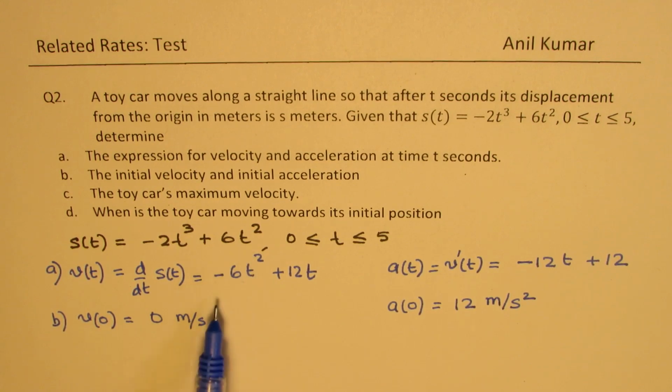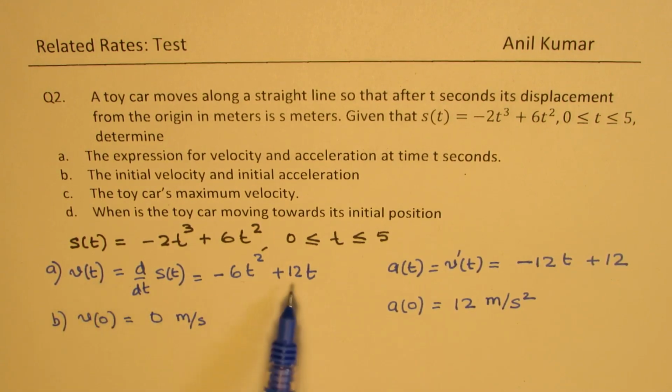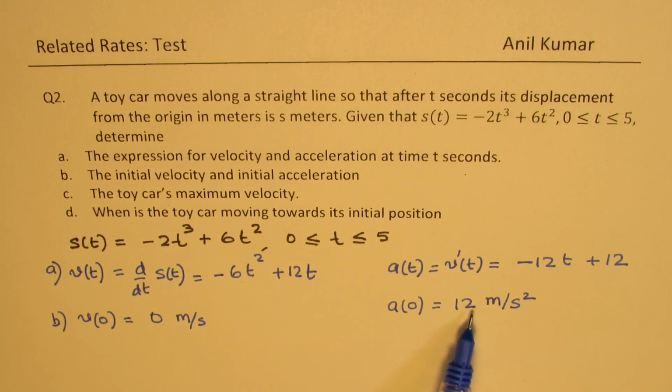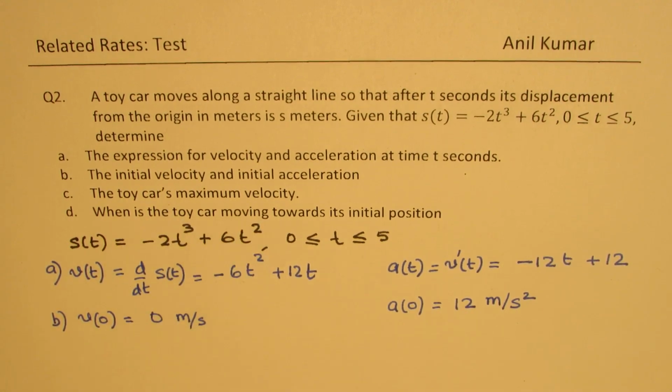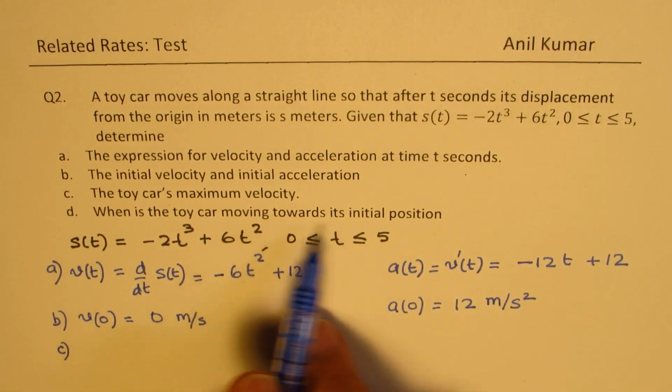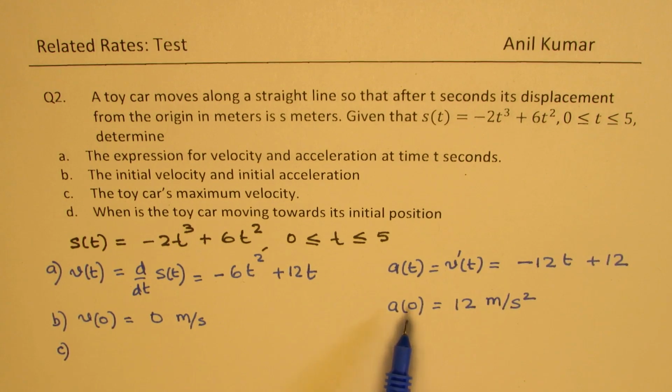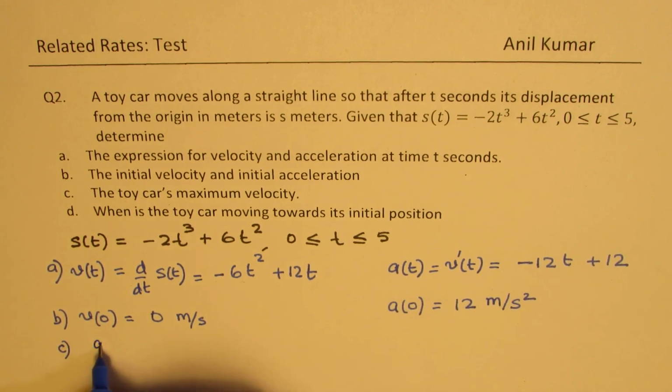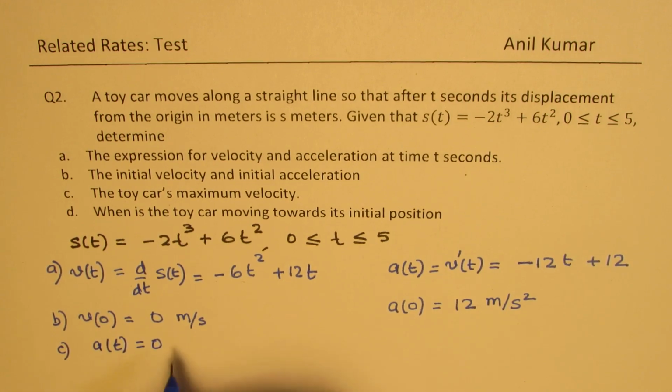Now to find the maximum velocity, we need to check when the acceleration is 0, right? So it's a turning point, correct? So for part C, what we are going to do is find when the acceleration is 0. So we need to find the critical number. That means a of t should be equal to 0, right?